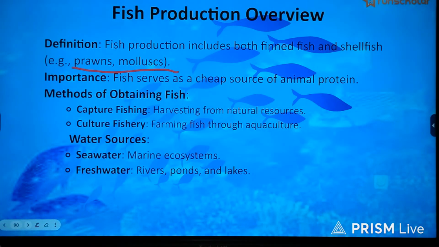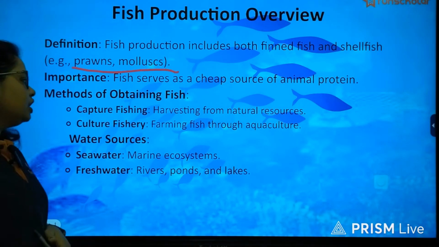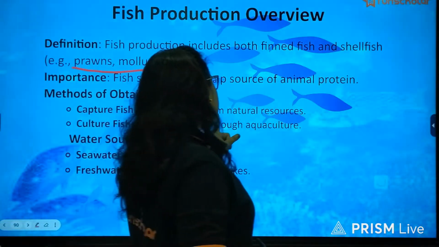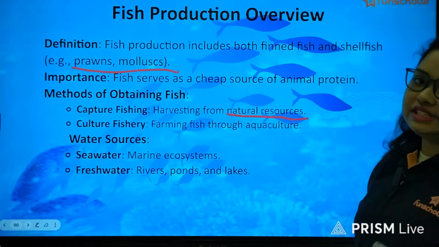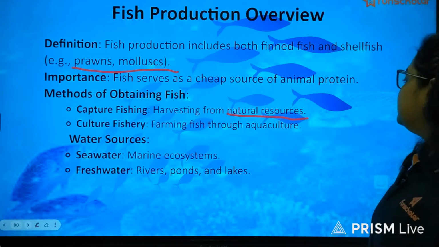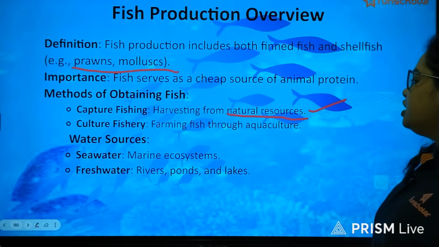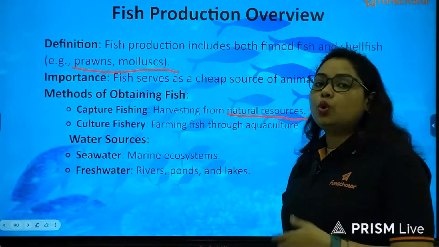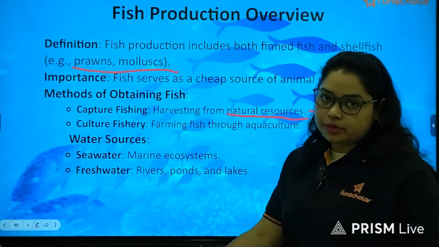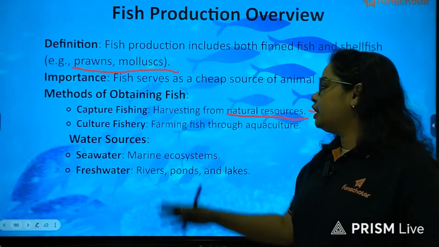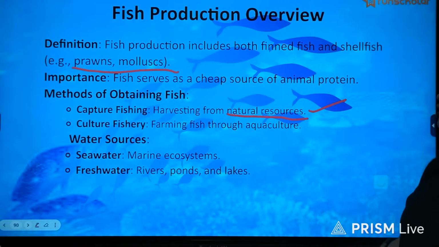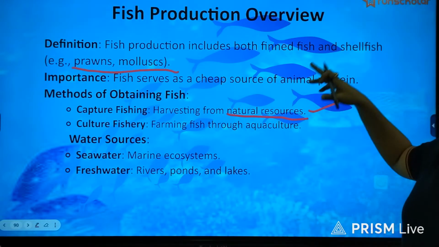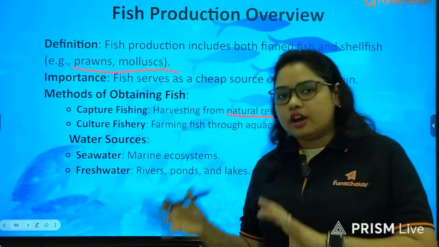Now, there are different types or methods of obtaining fish. We can obtain fish by capture fishery, which means harvesting from natural resources, either, as I told you, from the rivers, from the seas, from the ponds. These are the natural water bodies. When fishermen go and use their nets to capture the fish, that is known as capture fishery. Another is culture fishery. Culture fishery means farming fish through aquaculture. This pisciculture will come under aquaculture.